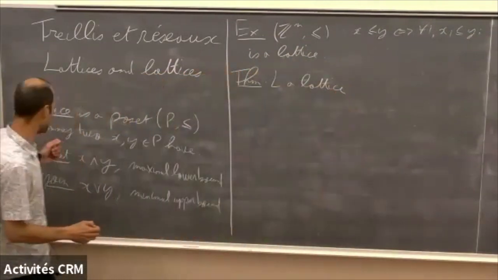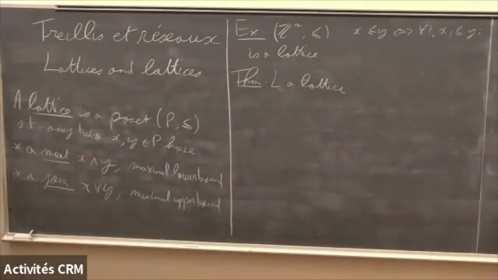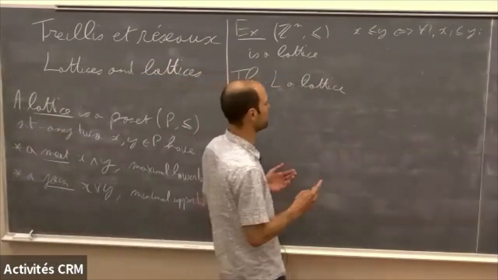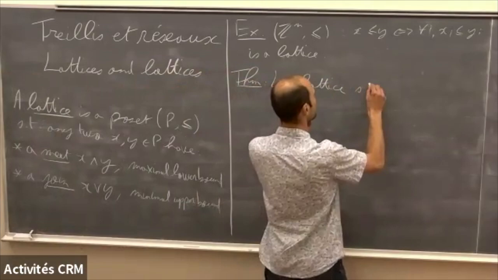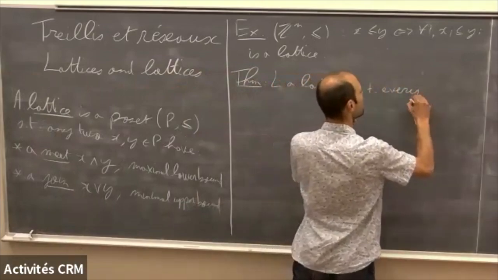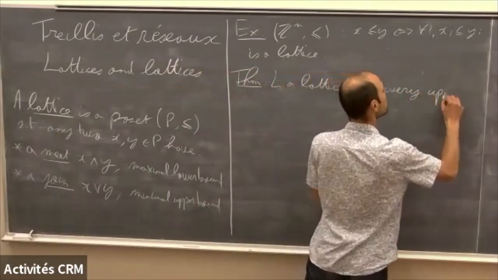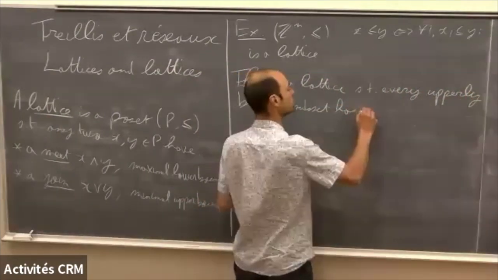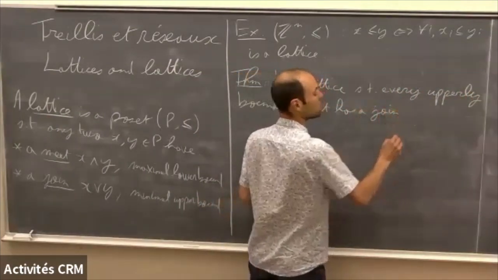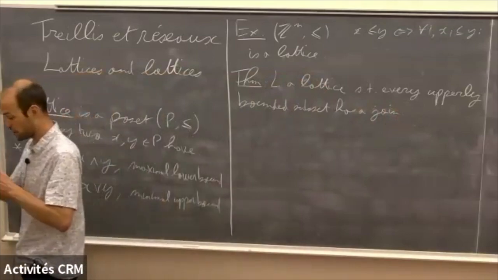I need slightly more than this assumption. I need that any subset with an upper bound has a join. It's usually the case in most interesting cases, such that every upper bounded subset has a join. And that's my first ingredient.